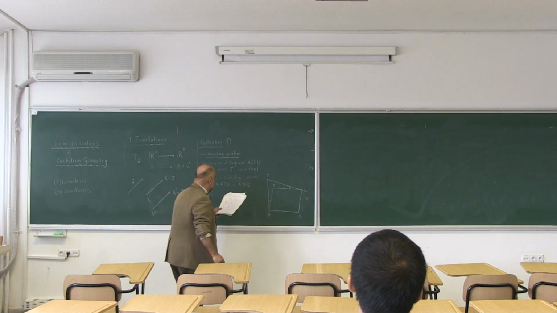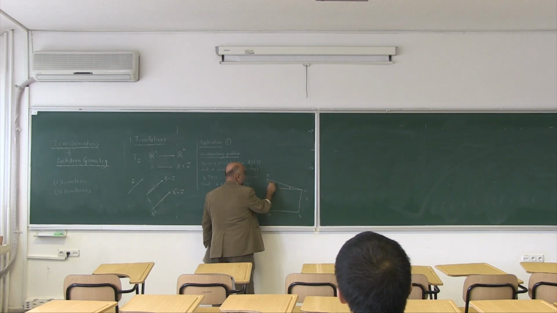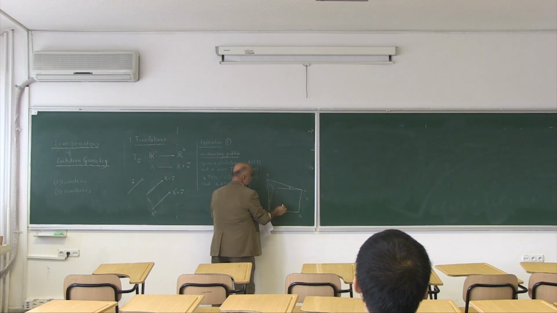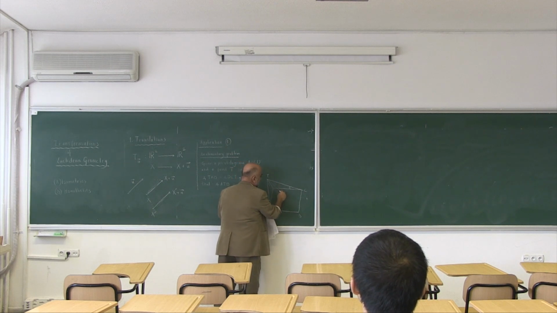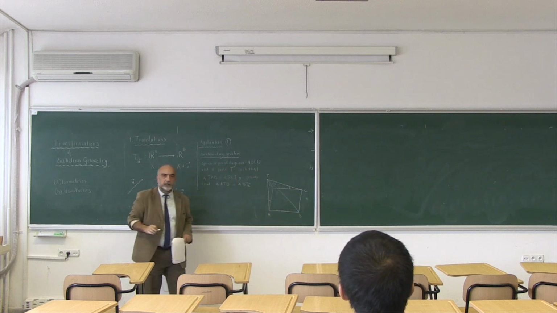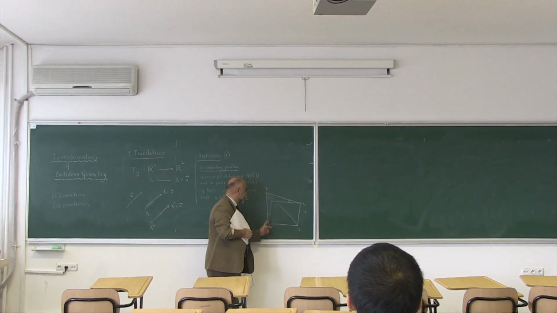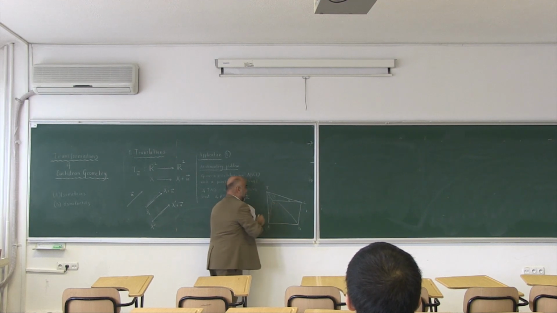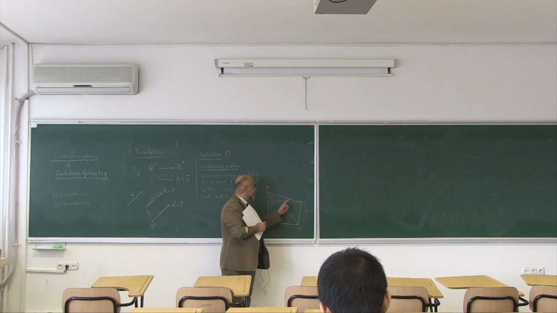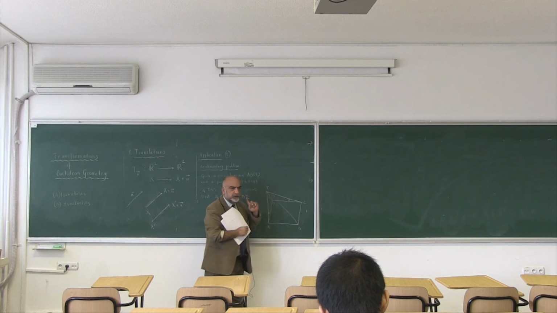And the problem asks you to show that this angle, which I'm marking 1, is the same as this angle. Right? So you are given that the angle TAD is equal to DCT, so these two angles are equal. You are supposed to prove that the angles marked 1 and 2 are equal.